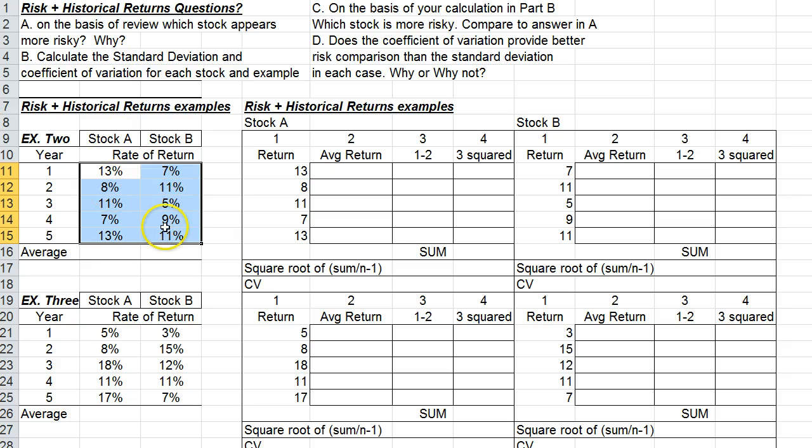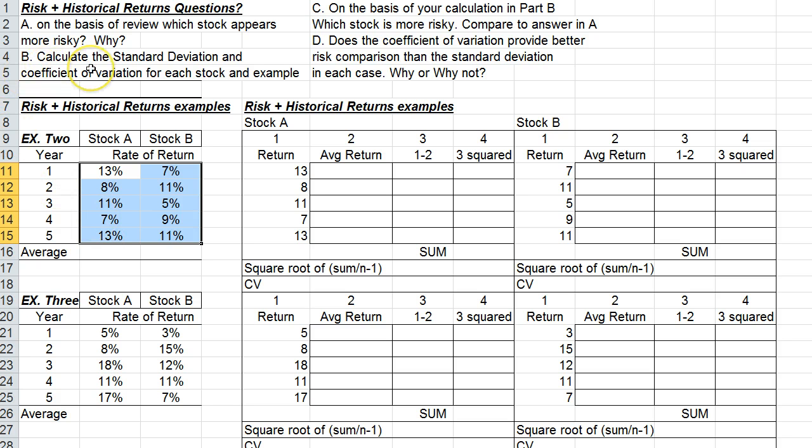We're looking at these two stocks. They have a similar range here. This has a top range of 13 and a low range of 7. And this has a low range of 5 and a top range of 11. So I would say it's pretty hard to tell which stock, A or B, appears riskier. I would have to actually use statistics to help me with this.